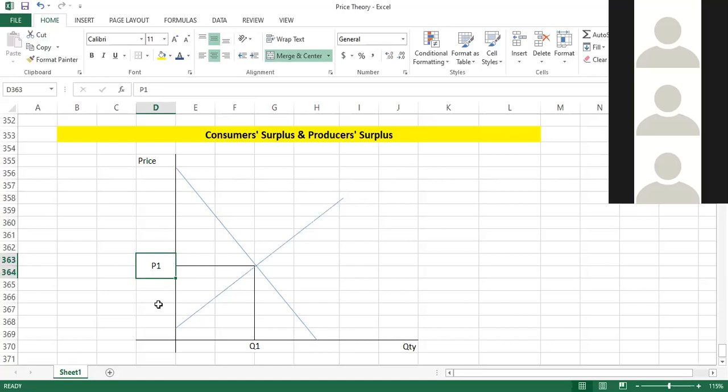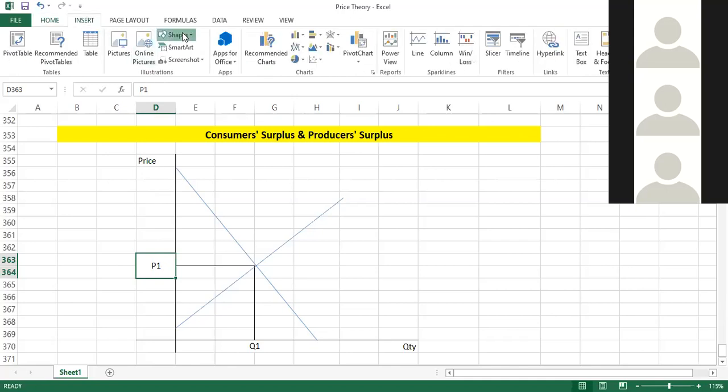Low price. So if the consumer is willing to pay a low price, then there is no surplus. If the consumer is willing to pay a higher price, but the actual price in the market is less, then there is a consumer surplus. That means the consumer surplus is there above the equilibrium price, right?